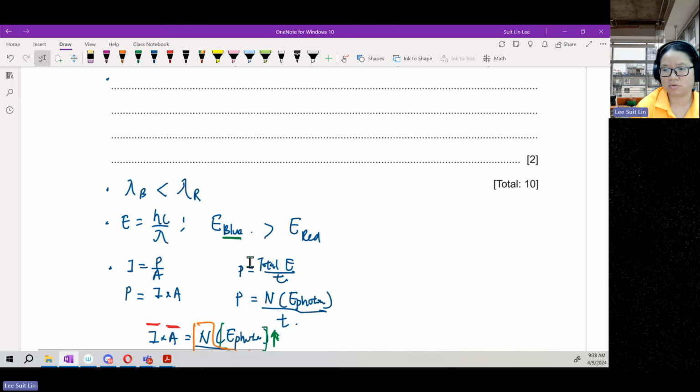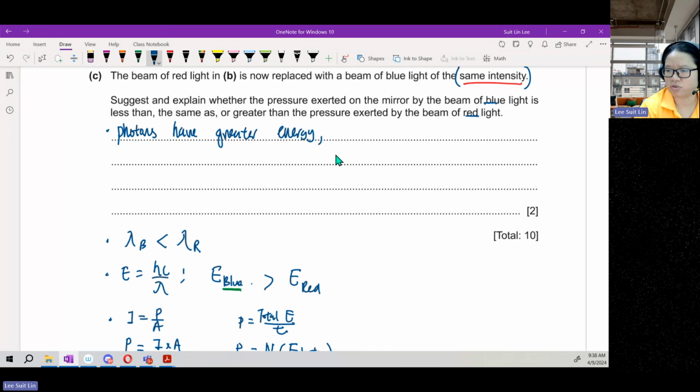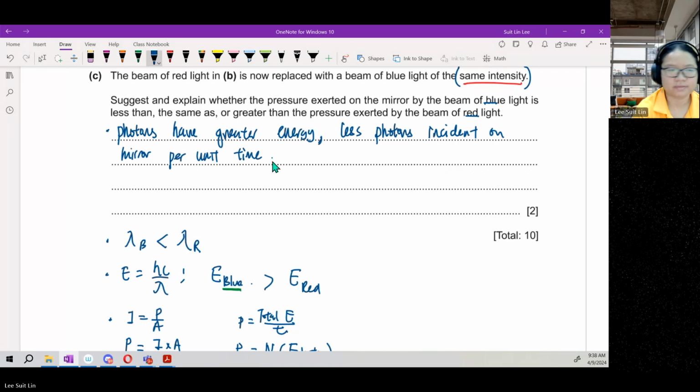So you can just say that the photons have greater energy, so because of this there are fewer photons incident on the mirror per unit time. Okay, but we need to bring it to pressure. Let's look at the pressure.